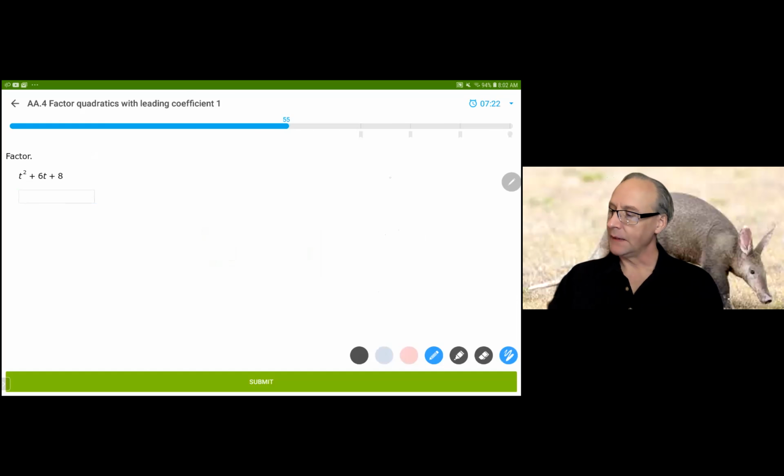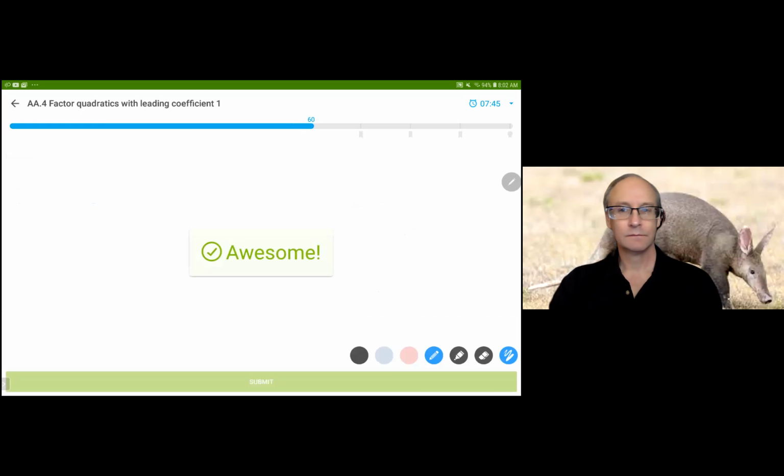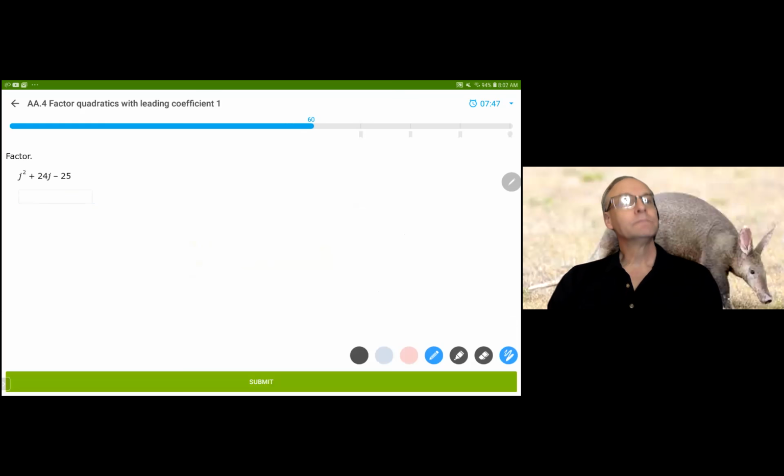Okay, so we have a product of 8. So 2 times 4 is 8, or 1 times 8. And I'll bet you know which one it is, because we want a sum of 6, don't we? And they're both positive. So we're talking about the 2 and the 4. (t plus 2) and (t plus 4). And there they are.